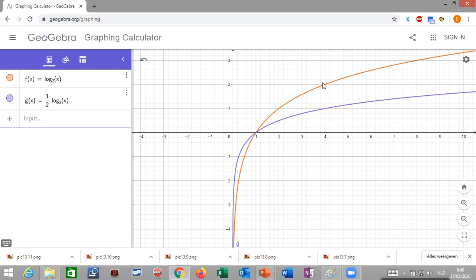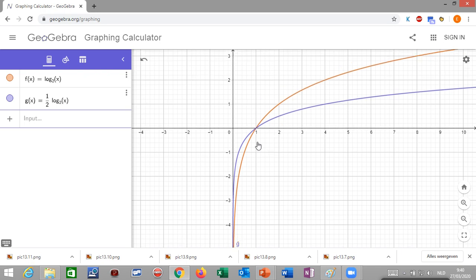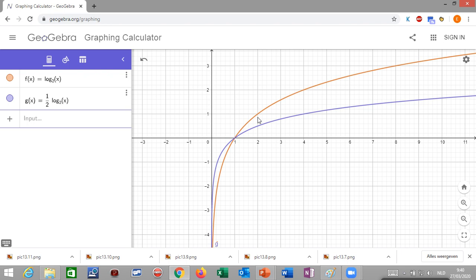And if you look carefully, this point here, where y is equal to 2, becomes y equal to 1. This point here, where y is equal to 1, becomes y equal to half. So what we can see is a compression in the vertical direction. So this distance becomes half of it. Here as well, this distance becomes half of it. This one becomes half of it, because here y is equal to 3, and in the purple one y is equal to 1.5. So everything becomes half of it.